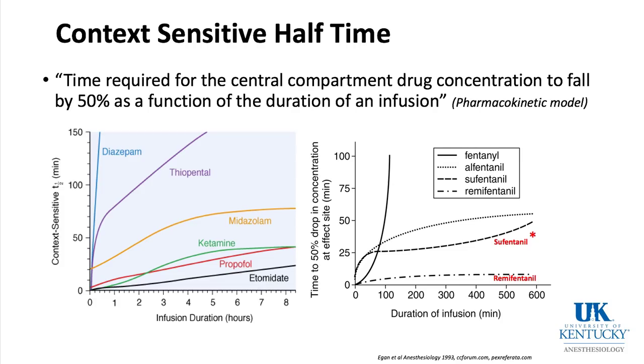Sufentanil, pretty favorable context-sensitive half-time for infusions, but you can see that fentanyl has a very unfavorable context-sensitive half-time, and therefore if you're using high concentrations of fentanyl, high doses that is, and are infusing for long periods of time, it's going to take a long time when you shut it off to drop by 50%. Why can we get away with fentanyl infusions and still wake up a patient? Because we're not using high doses.